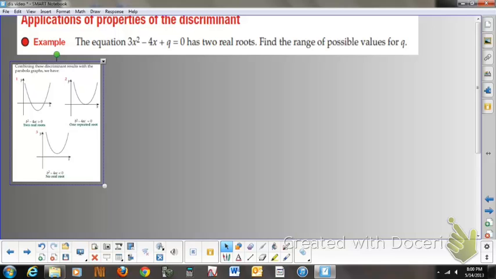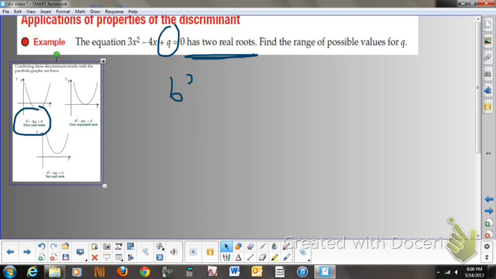Okay, the next equation is a little bit different in that we have an inequation, and they're actually telling us what the discriminant is all about: that the nature of the roots of this equation is that it has two real roots. Just as a little aside, we know two real roots is the situation where the discriminant is greater than 0.